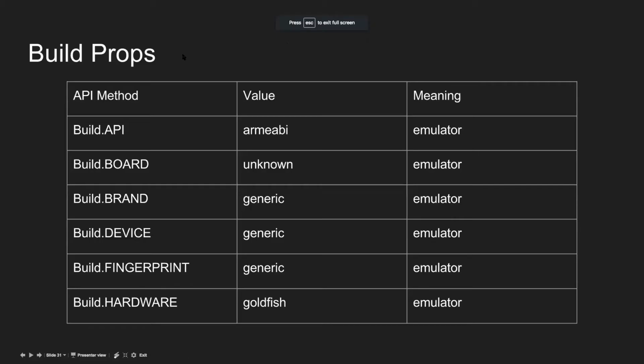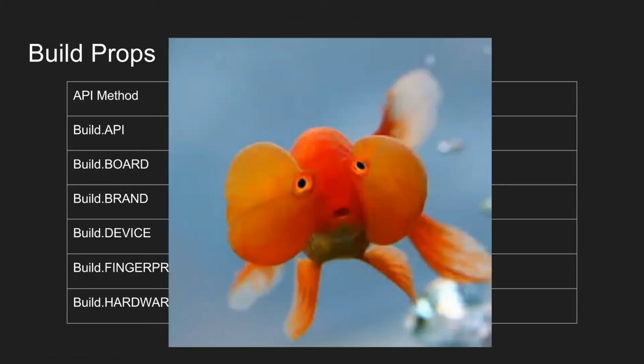So your build props are properties about the phone. You're going to see things here such as hardware and fingerprints. One of the common ones is goldfish on the bottom. Prior to a few years ago, that was a huge telltale sign, and a lot of Android devs still use it. So if we grep for goldfish, you can very quickly, most of the time, figure out where they're doing the emulator detection.